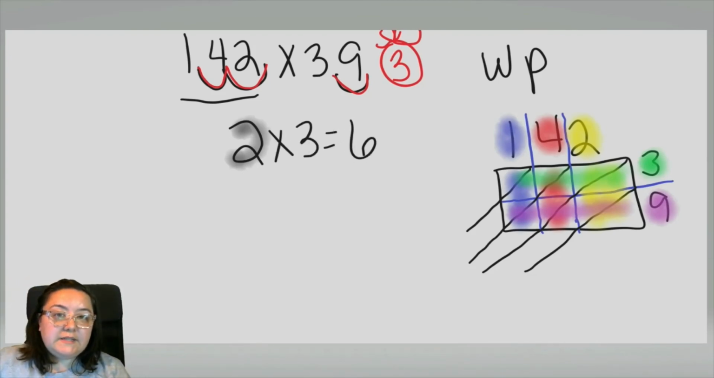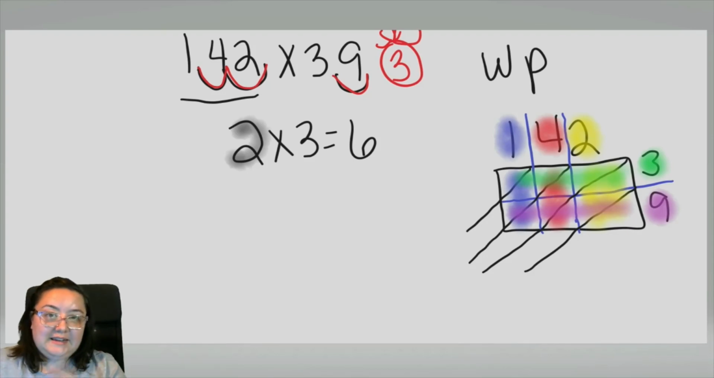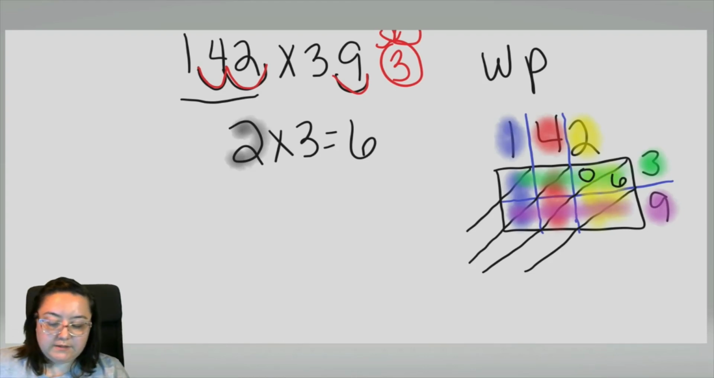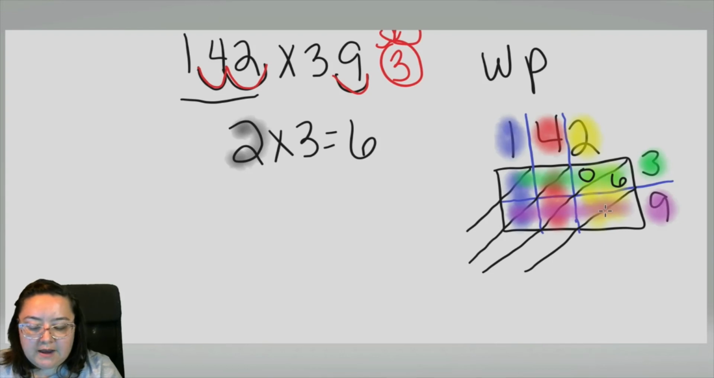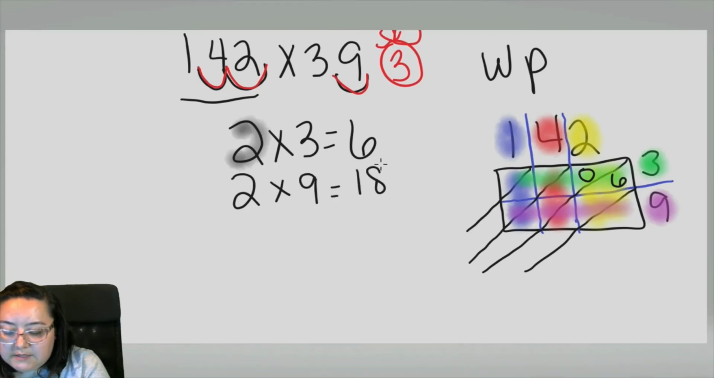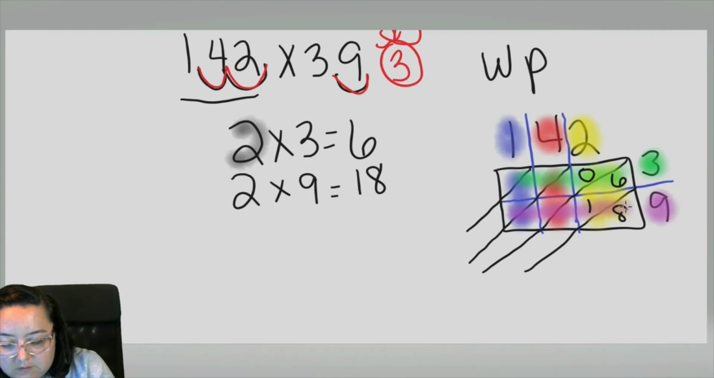Now again, we said that the boxes represent the tens place and the ones place. And the number 6 does not have a digit in the tens place. So we put 0 in the tens, 6 in the ones. In the box below that, I have yellow and purple. So I'm multiplying the yellow number times the purple number, 2 times 9. 2 times 9 is 18. That number has a 1 in the tens place and an 8 in the ones place. 1, 8.